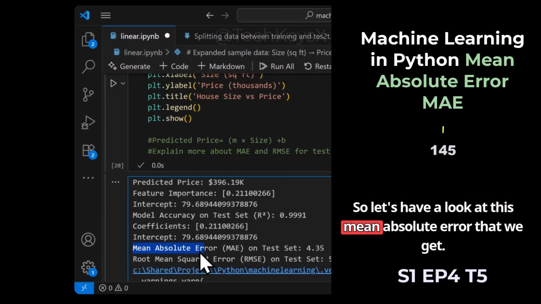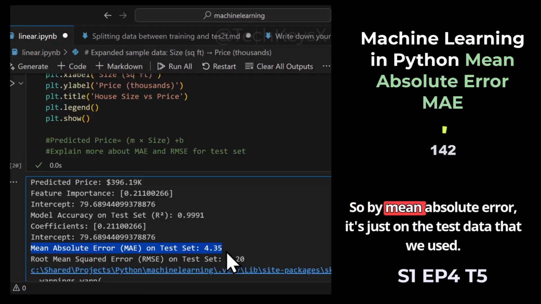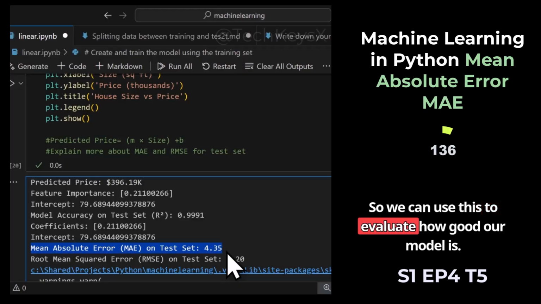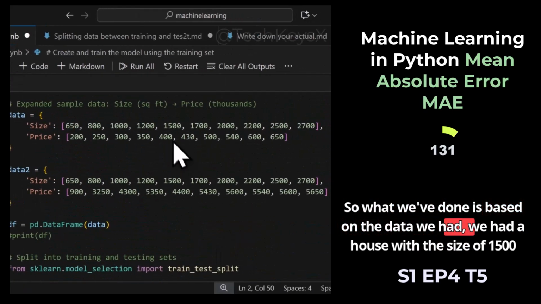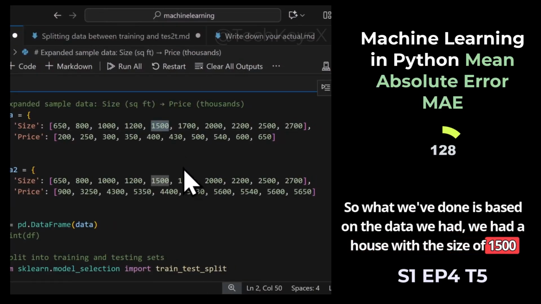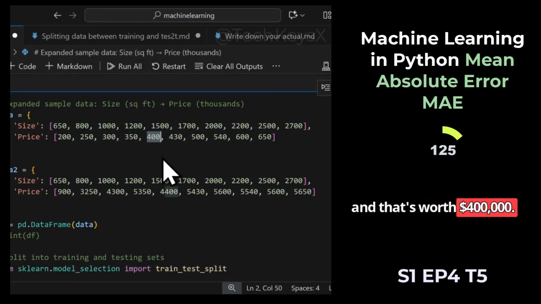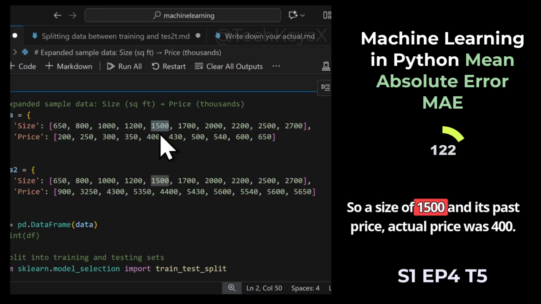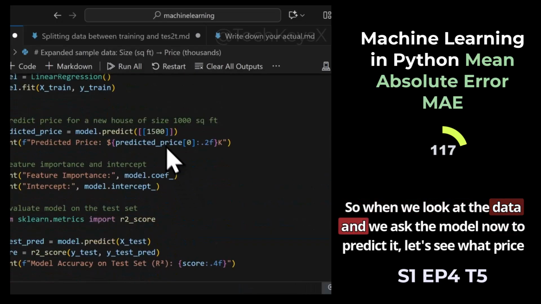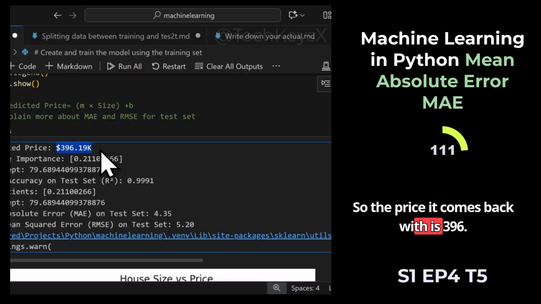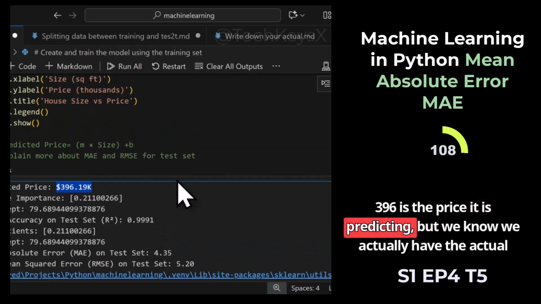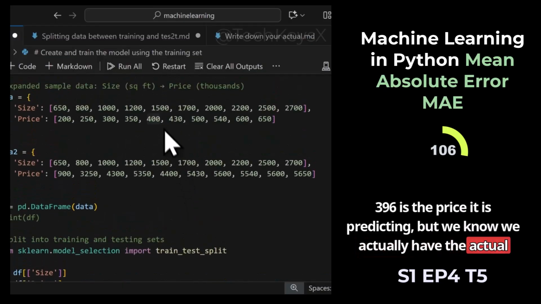So let's have a look at this mean absolute error that we get. It's calculated on the test data that we used, so we can use this to evaluate how good our model is. Based on the data, we had a house with the size of 1,500 that's worth $400,000. So a size of 1,500 and its past actual price was 400. When we ask the model to predict it, the price it comes back with is 396. 396 is the price it is predicting, but we know the actual value, which is 400.